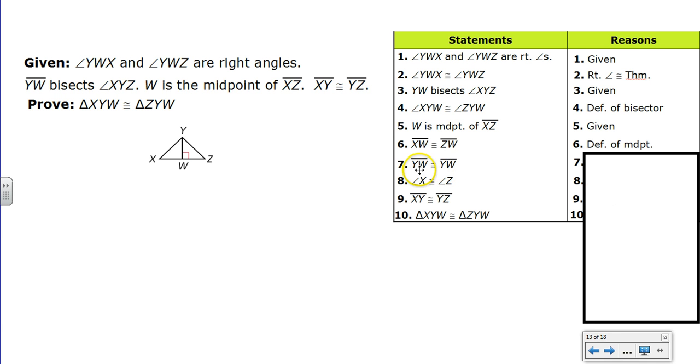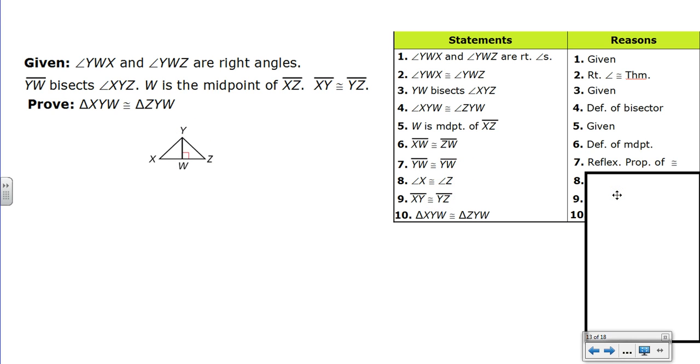We can say that YW is congruent to YW. How can we say that? YW is congruent to YW. Remember that term? It is reflexive property of congruency.